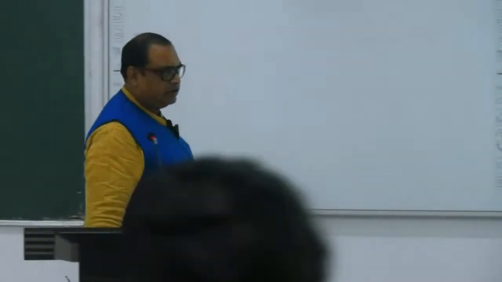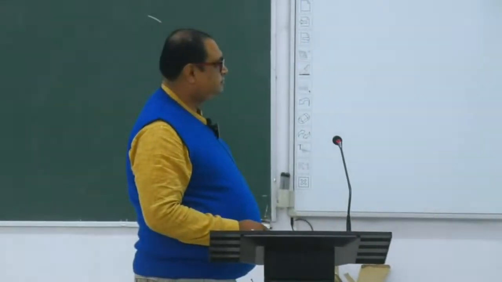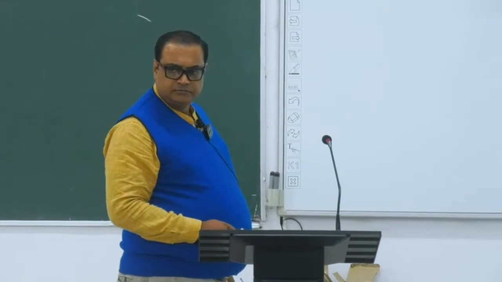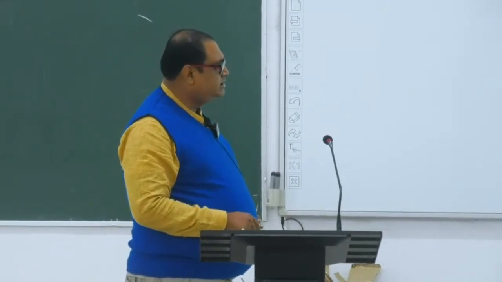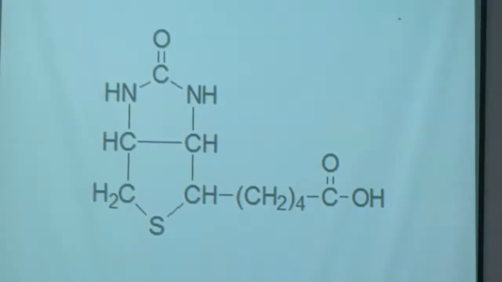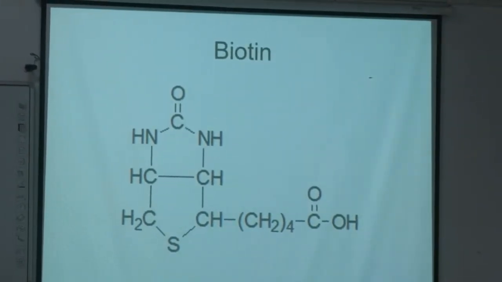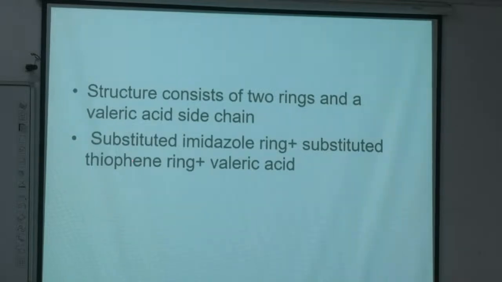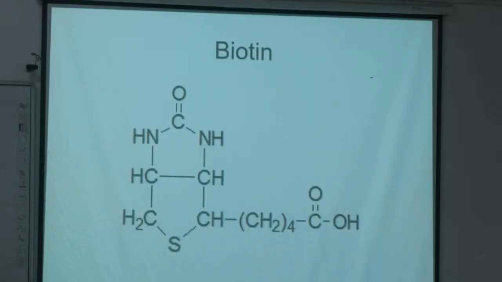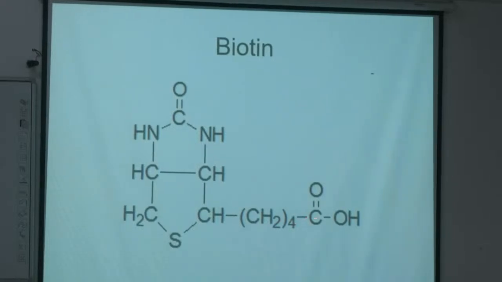Fine. Now tell me, what is this ring? This is the whole structure of biotin. What is this ring? Imidazole. And what is this ring? Thiophene. See, thiophene, imidazole. And this is valeric acid. See, 4 plus 1, 5 carbon compound. So this is the structure of biotin.